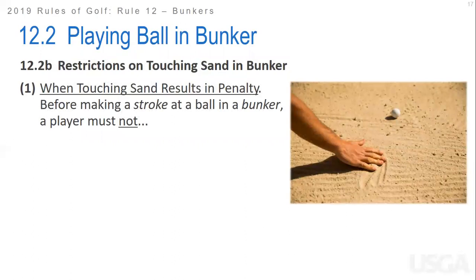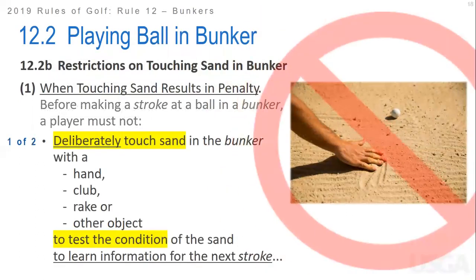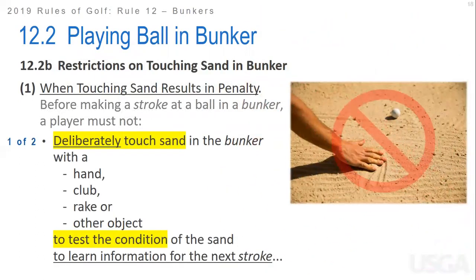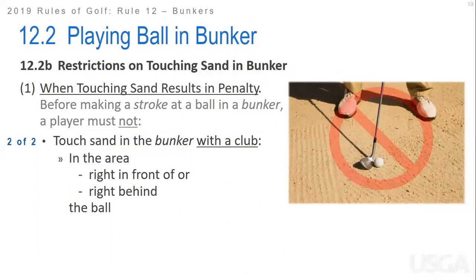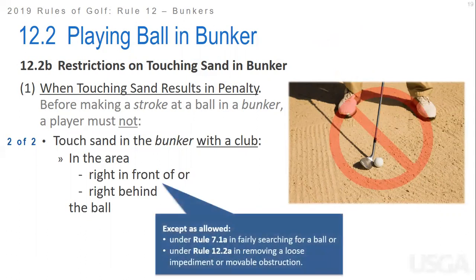Point number 1: before making a stroke at a ball in a bunker, a player must not deliberately touch sand in the bunker with his hand, club, rake, or other object to test the condition of the sand. To test the condition of the sand is an important point. You're going to see later that there are times where you can touch the sand under certain circumstances, but if you're trying to do so to test the condition of the sand, you would be under the general penalty of 2 strokes. You also are not allowed to place or ground the club in front of or behind the golf ball.